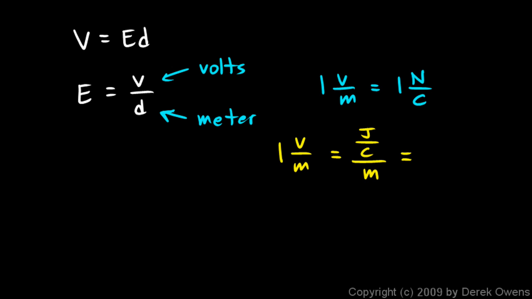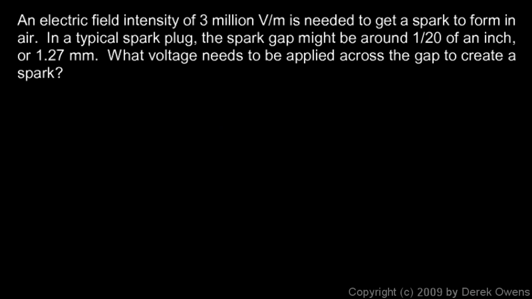And remember from way back in first semester that a joule is a newton meter. So this is a newton meter per coulomb per meter. And you see the meters cancel. And we're just left with newtons per coulomb. So 1 volt per meter is the same thing as a newton per coulomb. Electric field intensity can be measured in volts per meter or in newtons per coulomb. Those are equivalent units. And here's an example problem, which is a pretty straightforward application of this equation.